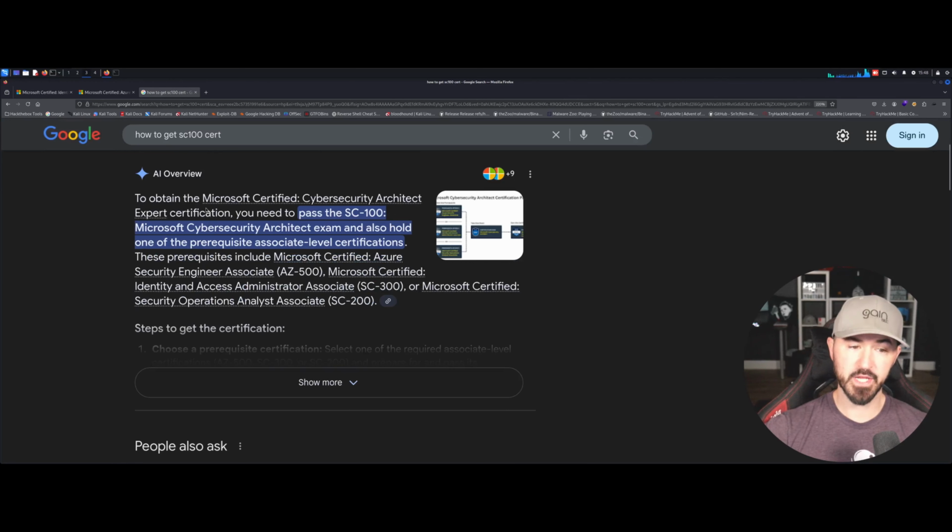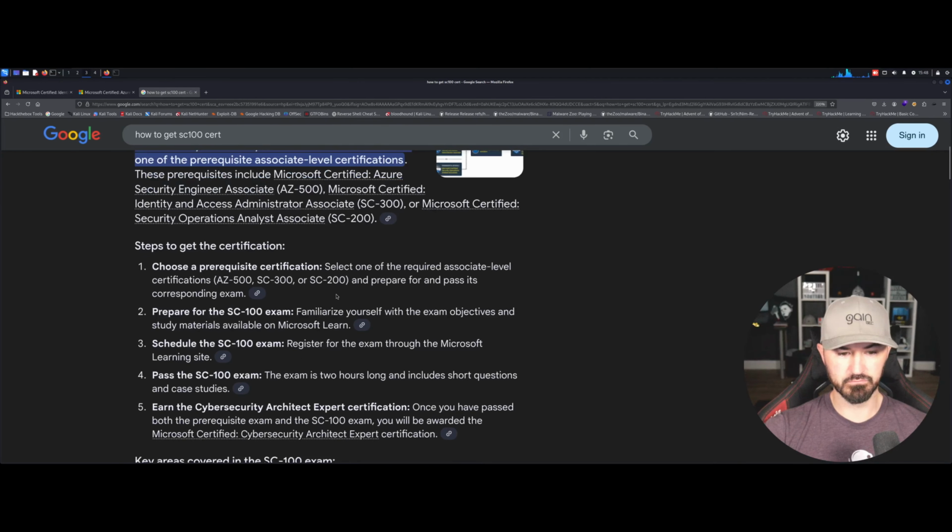To obtain the Microsoft Certified Cybersecurity Architect, you must pass the SC-100, obviously, and then one of the prerequisites at the associate level, right? You need to do an AZ-500, SC-200, or SC-300. Obviously, I did them all, so I have all of those plus this one. So I think I am prepared for Microsoft for at least a year. So yeah, that's that, okay?